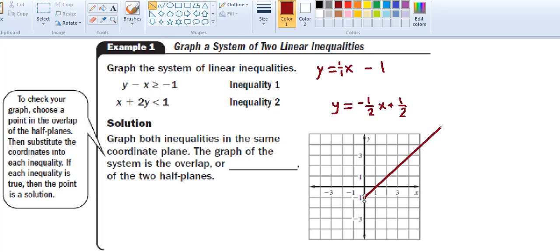Now you do have to check as you graph it here. Think about, do we need to have a dashed line or a solid line? We'll go back here, and inequality 1, this to me indicates a solid line.